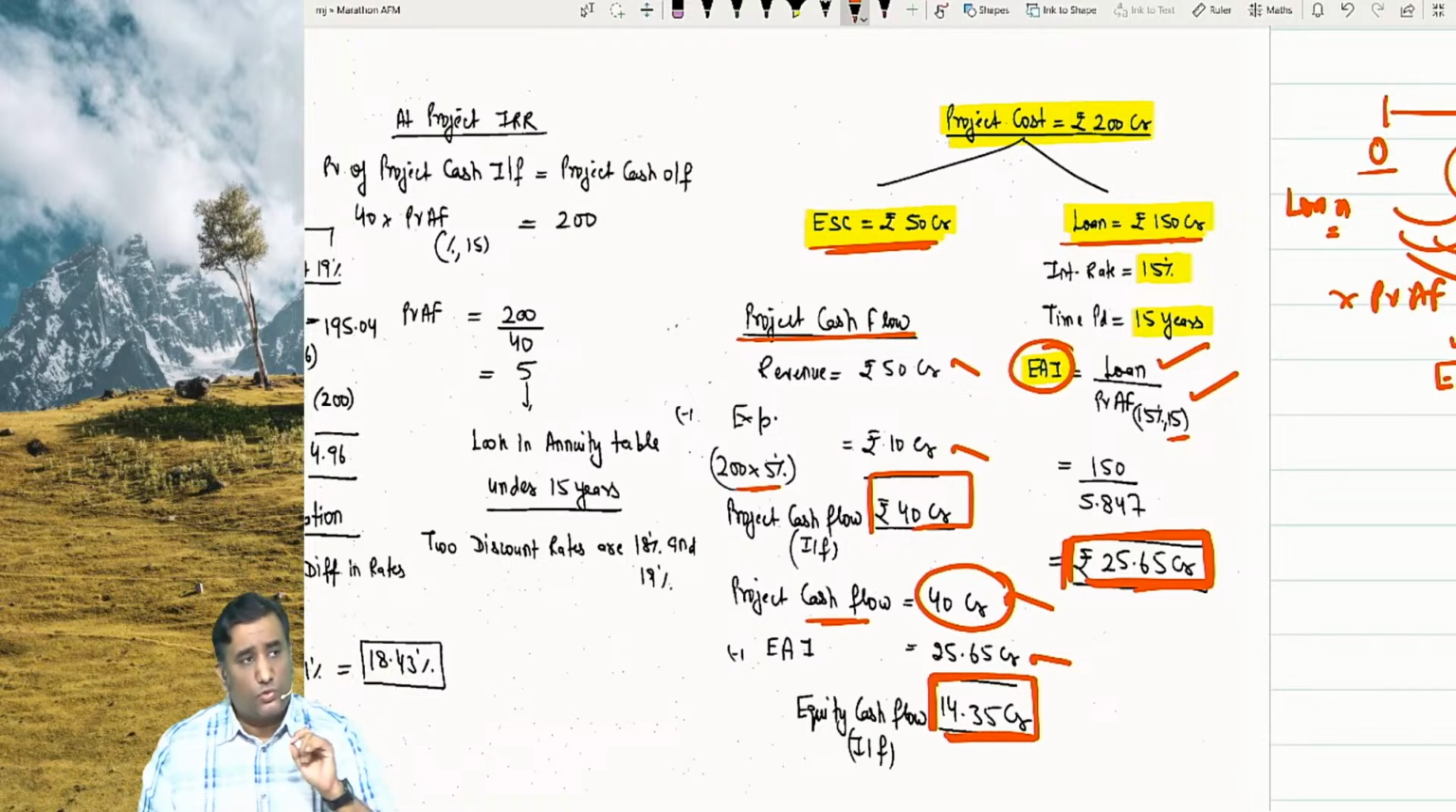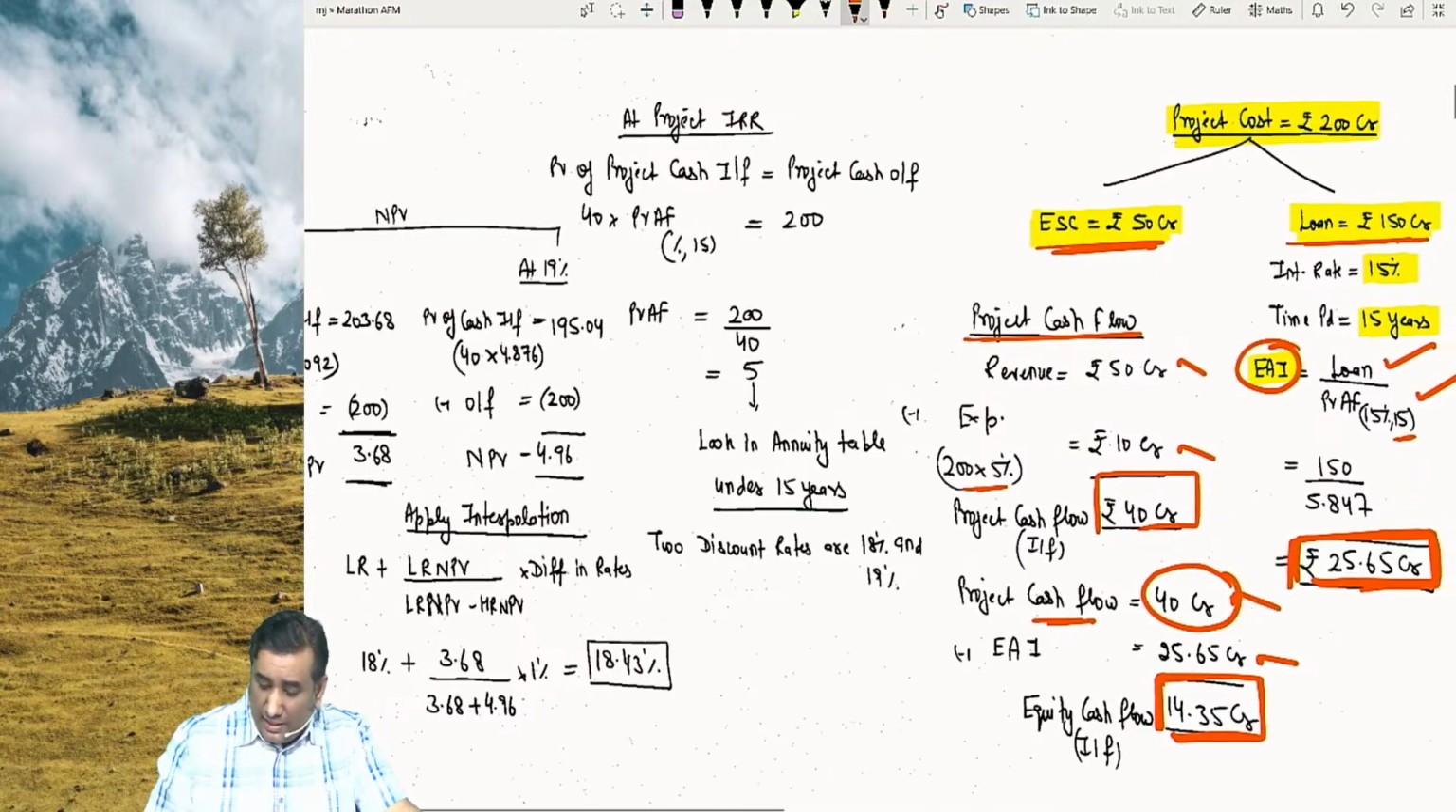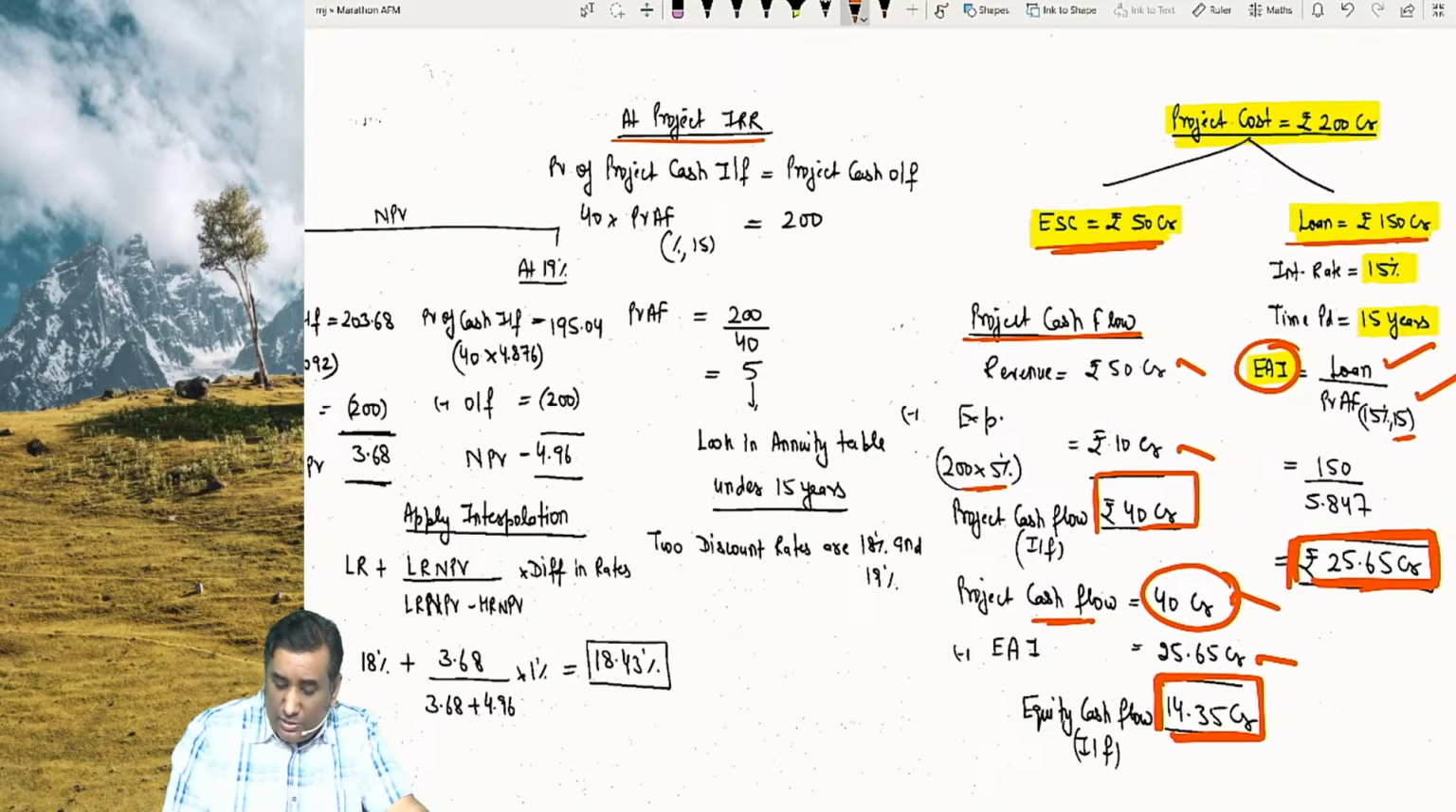That means project cash flow is 40, equity cash flow is what? 14.35. And you should know, if I am calculating return for the equity, it has to be compared with the equity cash flow. If I am calculating return for the project, project cash flow. Now when he says calculate what? Project IRR, we say project IRR.